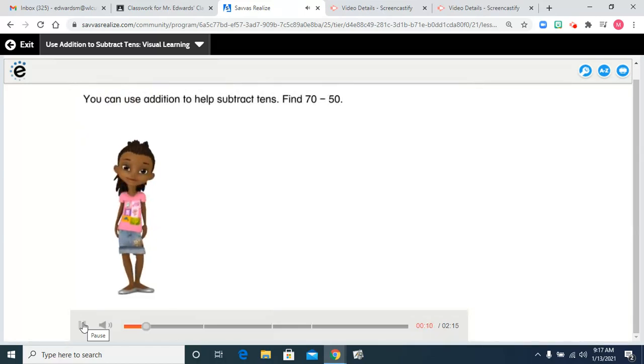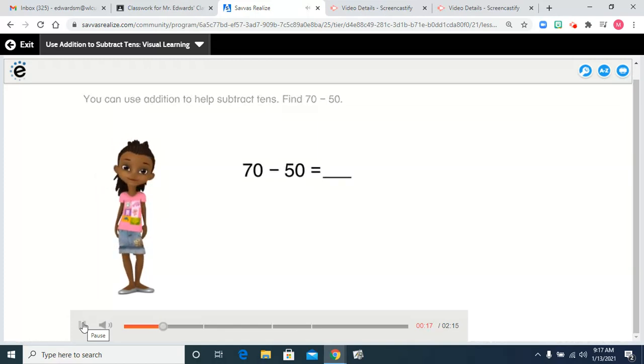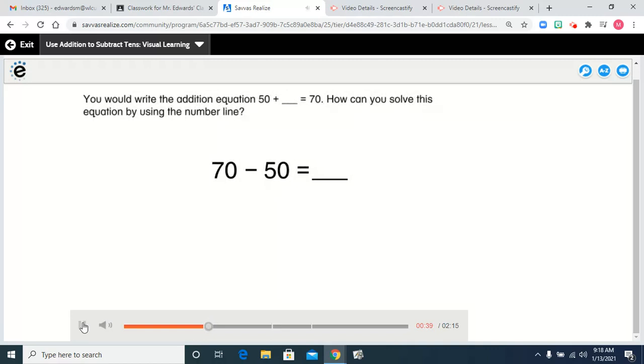You can use addition to help subtract tens. Find 70 minus 50. If you needed to solve 8 minus 5 equals, you could write the addition equation 5 plus blank equals 8. What addition equation would you write to help you solve 70 minus 50? You would write the addition equation 50 plus blank equals 70.